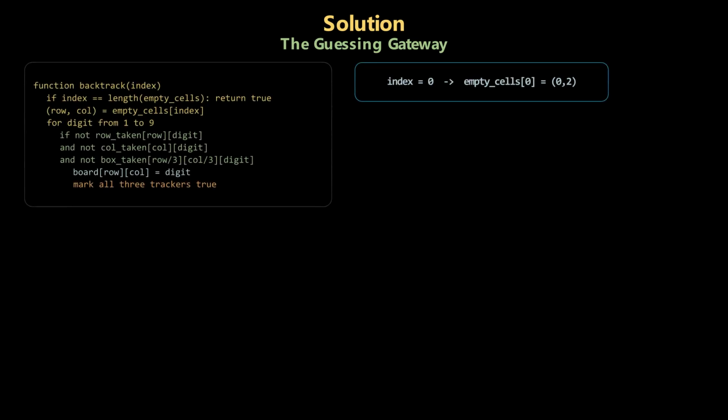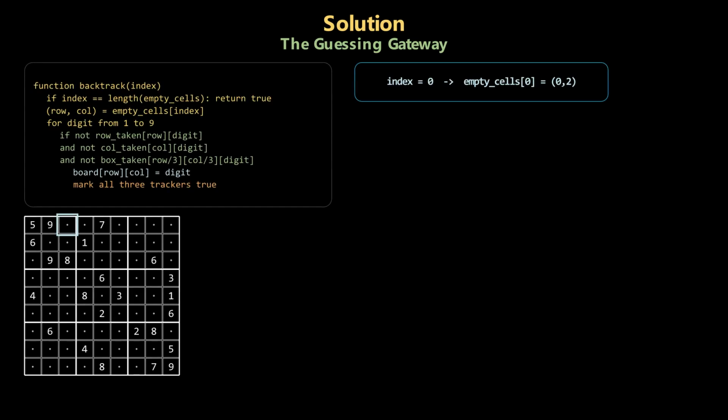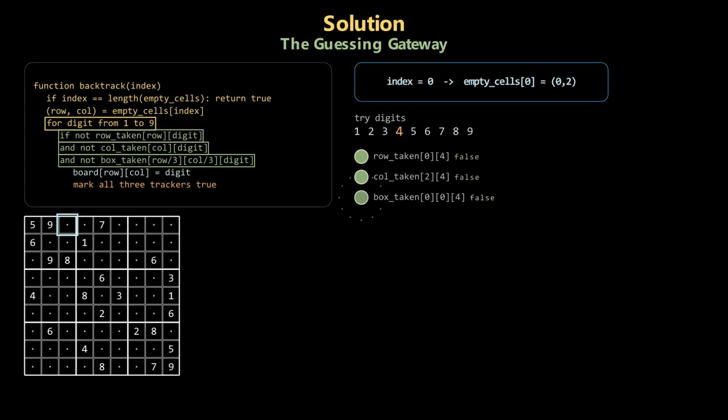Now we kick off our recursive engine, passing in our current hit list index. We extract the row and column coordinates for our target cell, and spin up a loop to test digits 1 through 9. For each digit, we run our instant check. If it is false in our row tracker, false in our column tracker, and false in our box tracker, it is perfectly legal to place. We write the digit onto the board and toggle all 3 of its tracking flags to true.